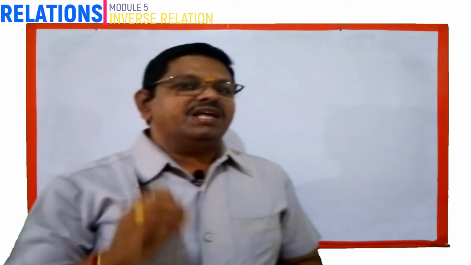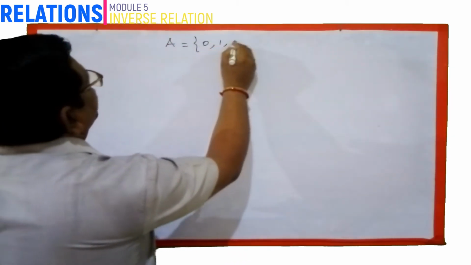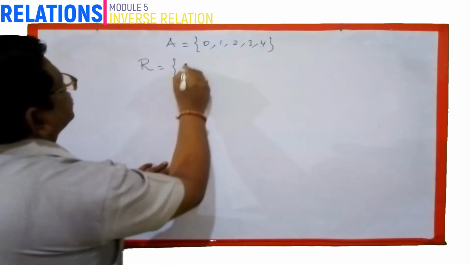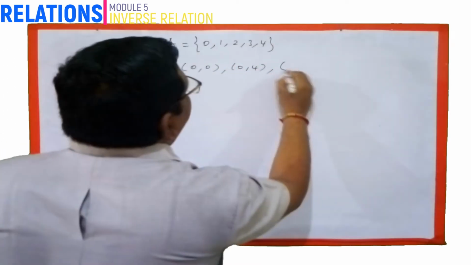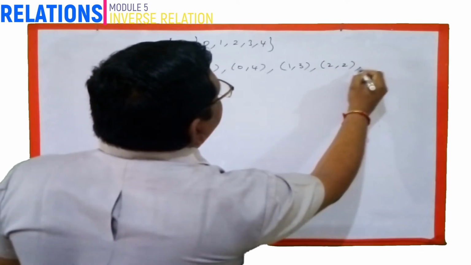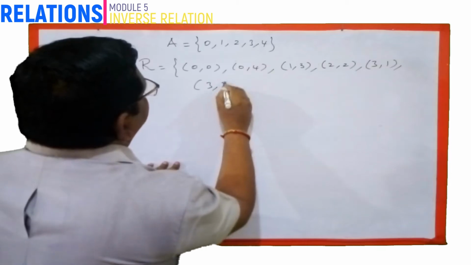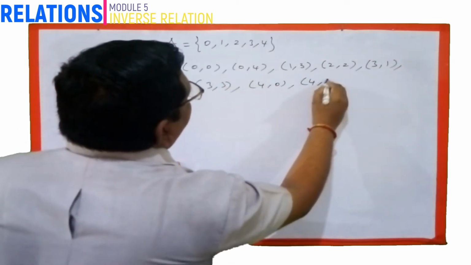This cannot be simply explained with the definition. Let us take one example to explain. Let us take one set A which is having the elements 0, 1, 2, 3, 4. Say the relation R is with the elements (0,0), (0,4), (1,3), (2,2), (3,1), say (3,3), (4,0) and (4,4).